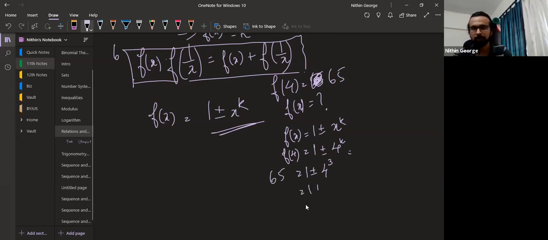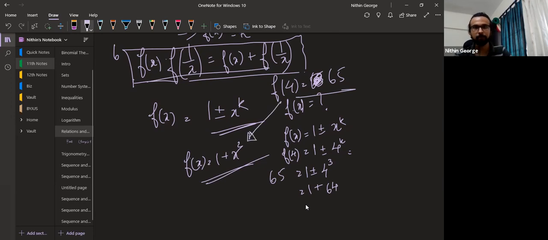64, right? So this becomes 1 plus 64. So the idea is f of x will be 1 plus x cube. That's the idea. So when you have this and this, suddenly you can just directly say f of x equal to 1 plus x cube. Now let them ask whatever they want. They're asking based on this f of x.